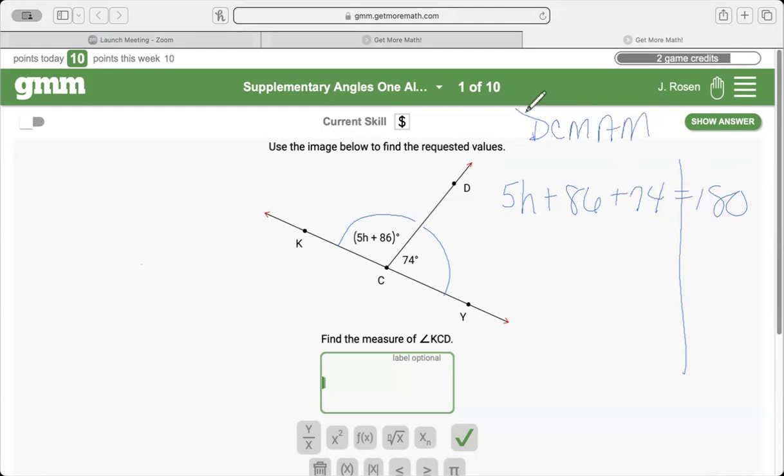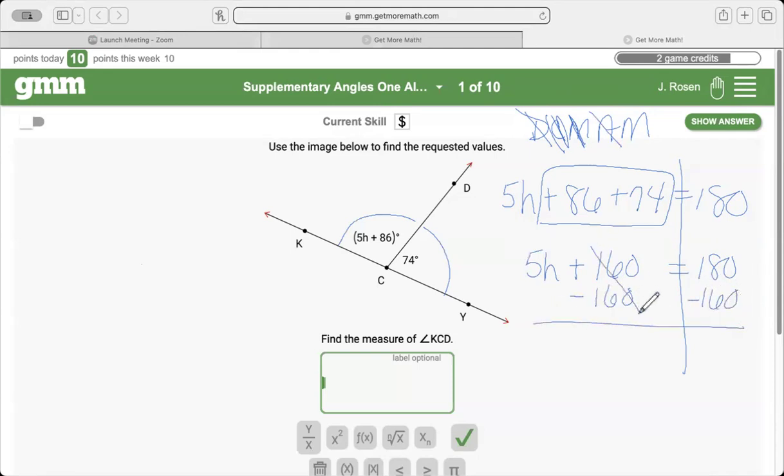I have no distributive property. Combining like terms is right here. So 86 and 74 is 160. And it's positive, so that's why it's the plus. So we combined, we don't have any moving smaller variables. There's not variables on both sides. And then we're getting rid of addition or subtraction. So to get rid of addition, we're going to subtract. That leaves us 5h equals 180 minus 160, which is 20.